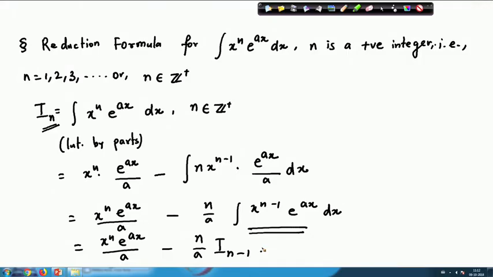So this is basically our reduction formula. Now this implies I_n equals x to the power n e to the power ax by a minus n by a times I_(n-1). So this is our required reduction formula. All right.